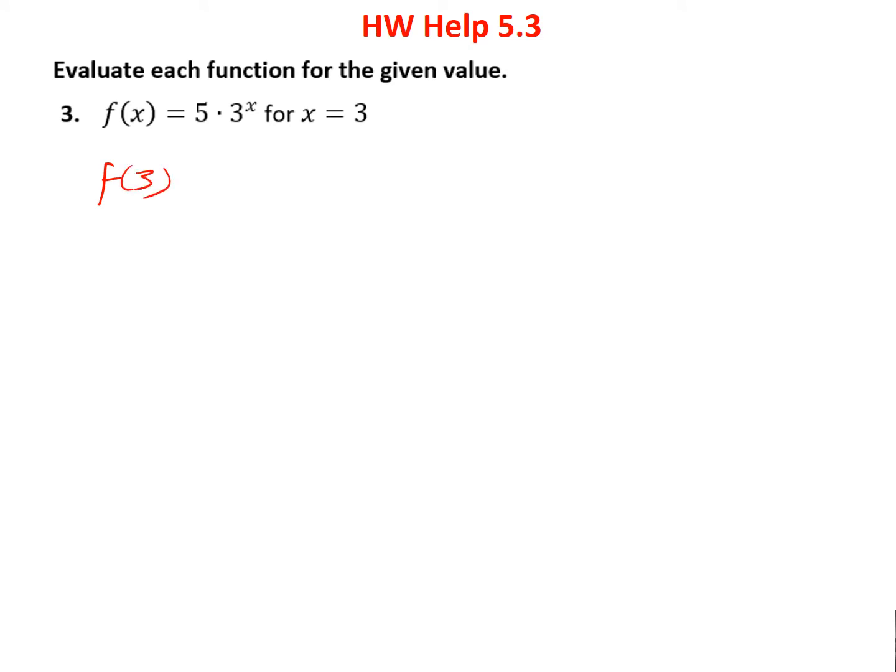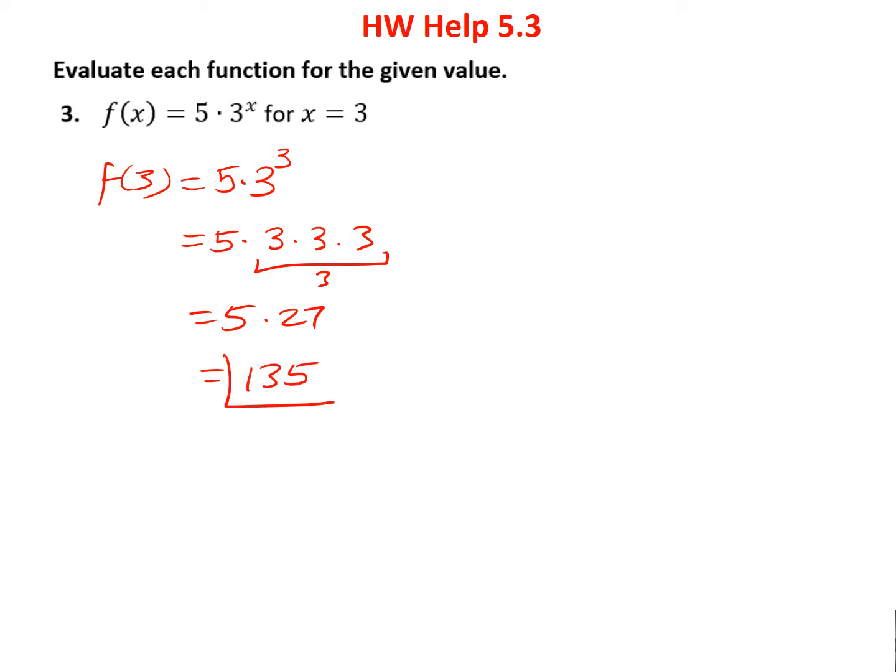So f of 3, which simply means what's the value of the function when x equals 3, is going to be 5 times 3 to the third power. Now in this case, that's going to be 5, and then 3 to the third means 3 times 3 times 3, notice 3 times. All right? So that's going to be 5 times 3 times 3 is 9, times 3 is 27. So my answer here is going to be 135.